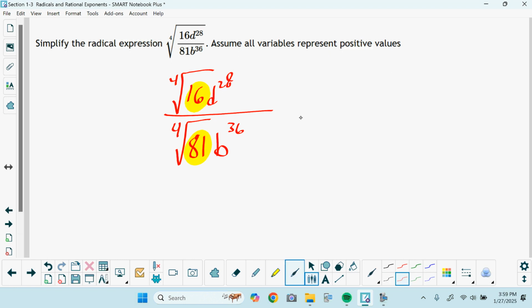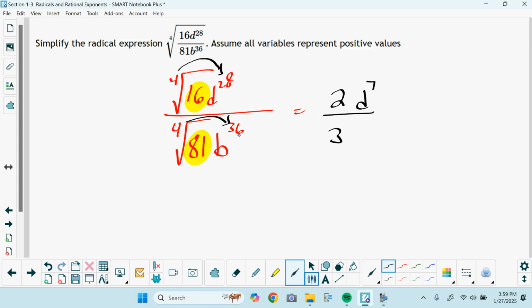Okay, so that's going to simplify down to, let's see, that is 2 over 3. Now, how many times will 4 go into 28? It'll go 7 times. So I have 7 groupings of 4. If I were to expand d out 28 times and put them in groups of 4, I'll have 7 groupings of those.